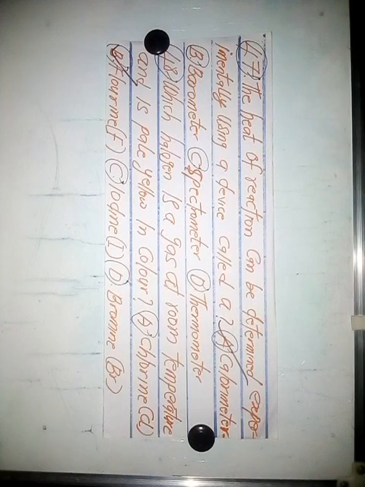Of course, both fluorine and chlorine are gases, but chlorine is greenish yellow, while fluorine is pale yellow. So your answer is B.